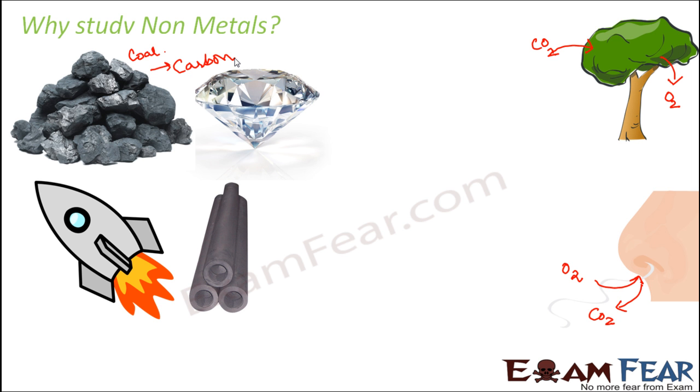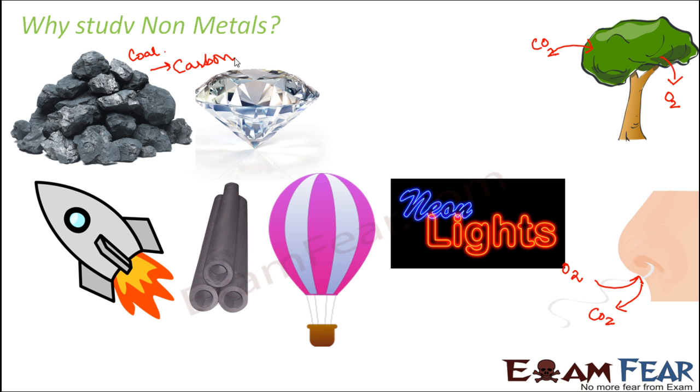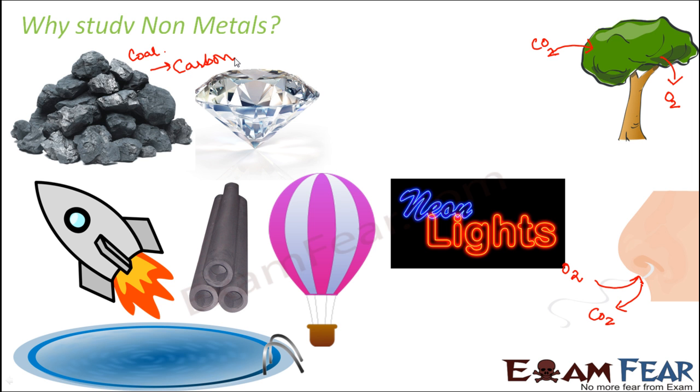Graphite, which is present in batteries and pencil leads, also contains carbon, which is again a non-metal. The neon lights which you see in shops or in the streets are also made up of neon, which is again a non-metal. There are also non-metals like hydrogen and helium which are present inside gas balloons, which just go high up in the air when you leave them. So they are also non-metals. You would have also seen this in swimming pools. Now, swimming pools contain so much water.